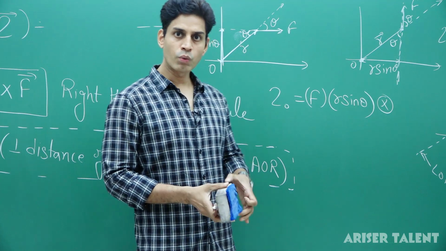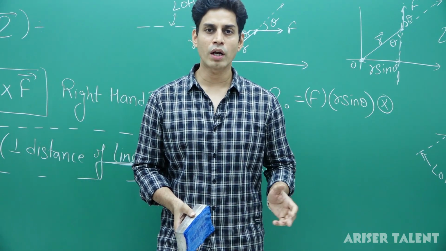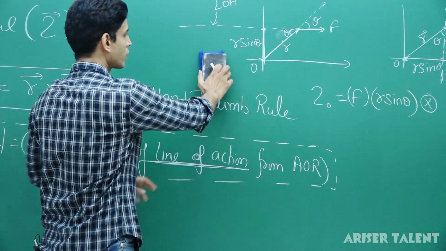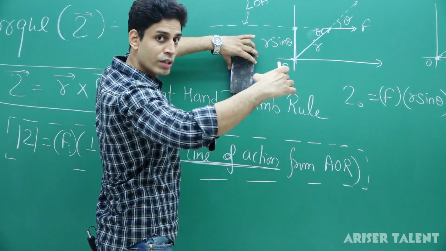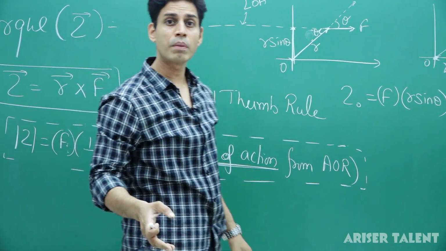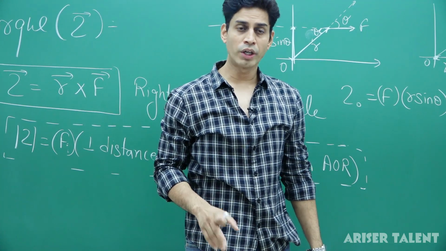Getting it? What is the line of action? Just extend the line on which you are applying the force. For example, if I'm applying a force like this, this is my line of action. So just extend this line of action and calculate the perpendicular distance of the line of action from the axis of rotation. Got it?